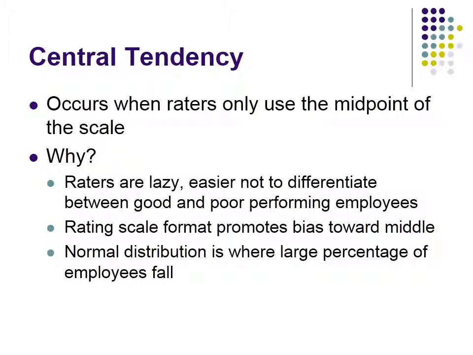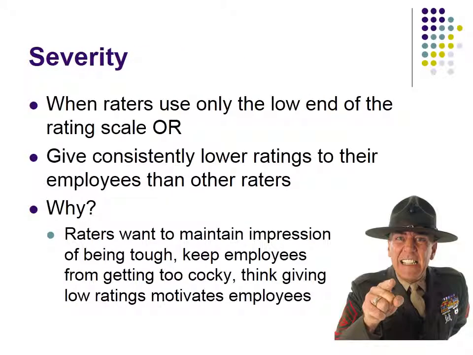So, in addition to just being lazy, the rating scales we use tend to promote a bias towards the middle. So most of the rating scales we've been talking about, the midpoint usually means you're doing your job. You have to work hard to either be a failure at your job or work hard to be really good at your job to get above that midpoint. So this is, again, the normal distribution where a large percentage of employees should fall to begin with. The problem with central tendency is when all of the employees are falling in this range.